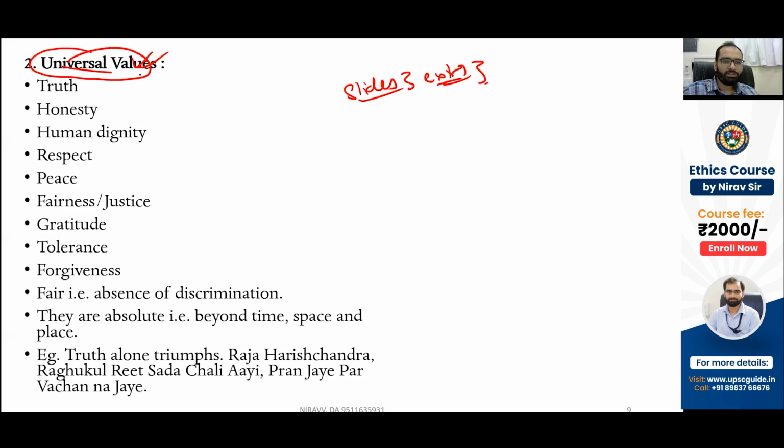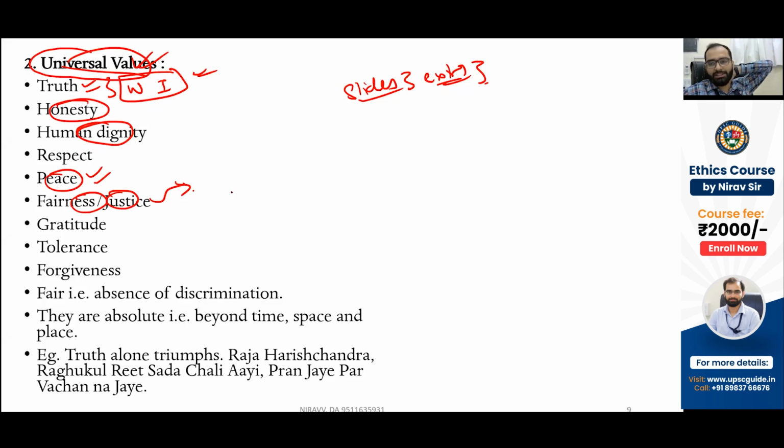So now universal values. Truth is a universal value. Western society or Indian society, truth would always be respected. Honesty is a value which is respected. Human dignity is a value which is respected. Yes or no? Then you have got peace, which is a value which is completely respected everywhere. Fairness, justice. Yes or no? Justice होना चाहिए. बहुत सारे हम एग्जांपल देखेंगे. Justice क्या है वो देखेंगे. Rawls कंसेप्ट देखेंगे हम. और fairness क्या है वो देखेंगे.